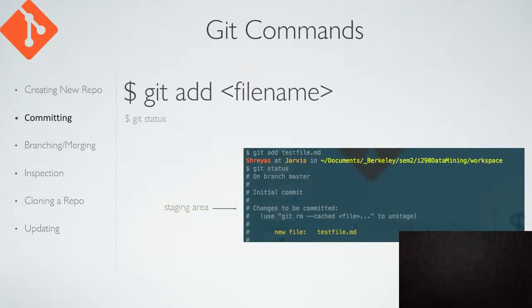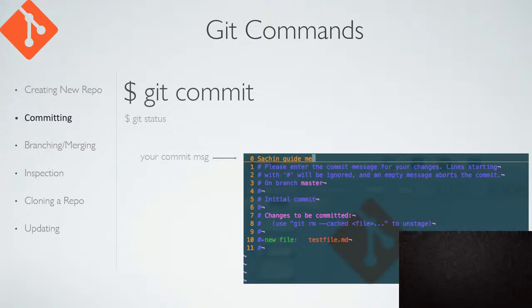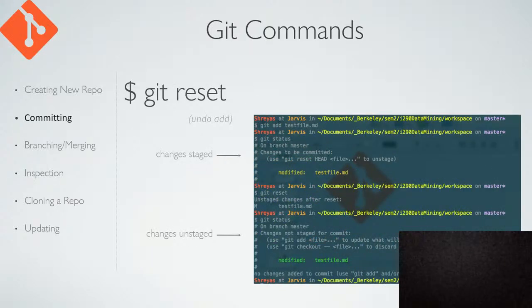So you can see the staging area on the slide. This is the example that you are looking at on the slide. After that, git space commit. To commit with a message, we have to enter this command, and git space reset to undo add. We can see the changes staged and changes unstaged on the slide in the given example.